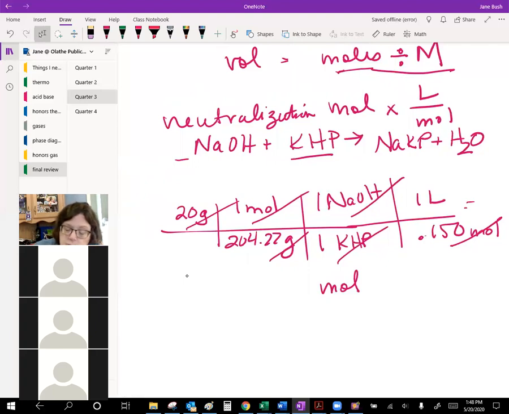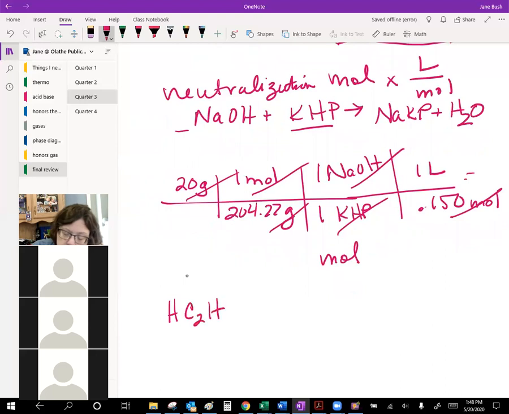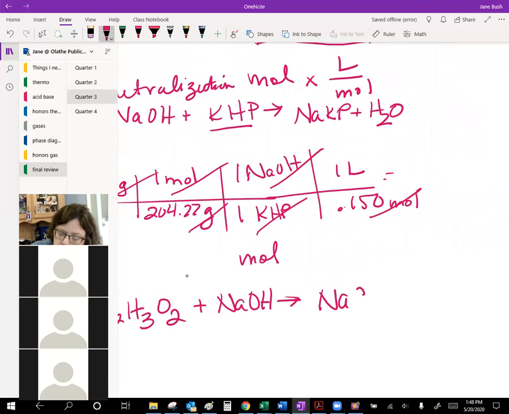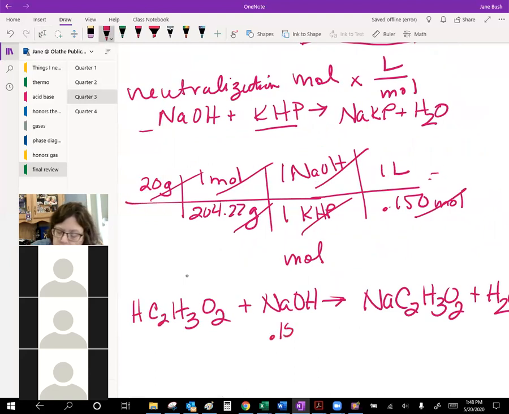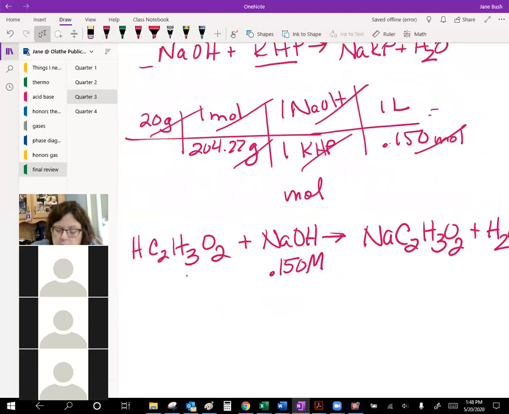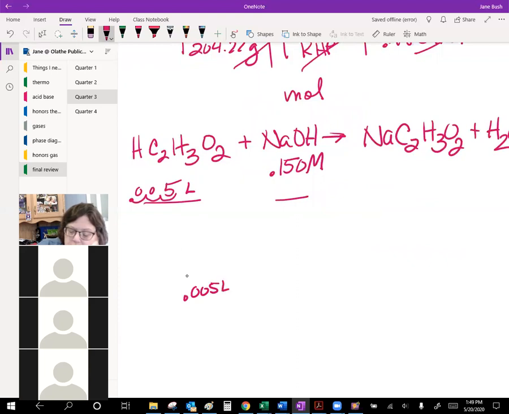What if your starting point was instead of KHP? What if we had done this lab, which is what we were supposed to do on Friday before spring break? Let's say we know that the molarity of sodium hydroxide is 0.150 moles. And we're going to use a burette to figure out the volume. We're going to start with 5 milliliters, which would be 0.005 liters of vinegar. And we want to figure out the molarity of the vinegar. Okay? So first we have to titrate. So we put 0.005 liters into the flask.